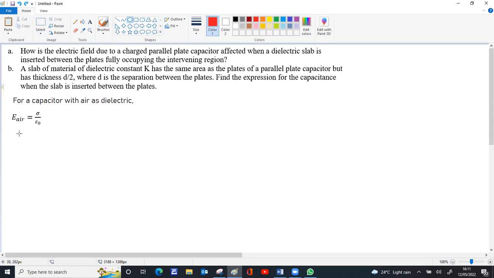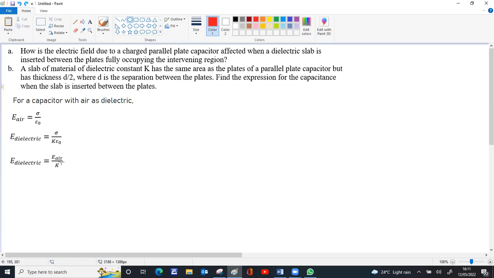Now when this is filled with a medium, mathematically, wherever a medium comes, the epsilon 0 will be multiplied with epsilon r, which is the same as another name, dielectric constant K. So the electric field with the dielectric will be sigma by epsilon 0, with denominator again K. So sigma by epsilon 0 is E air. If we replace sigma by epsilon 0 as E air, E dielectric will be E air by K.